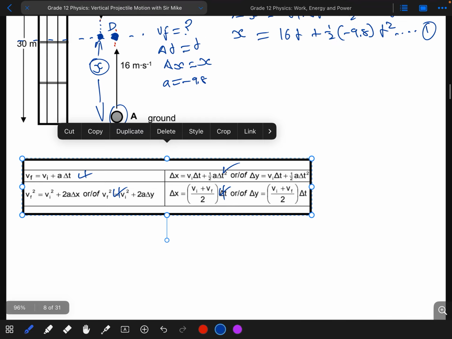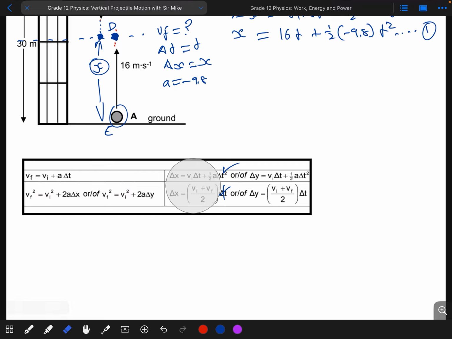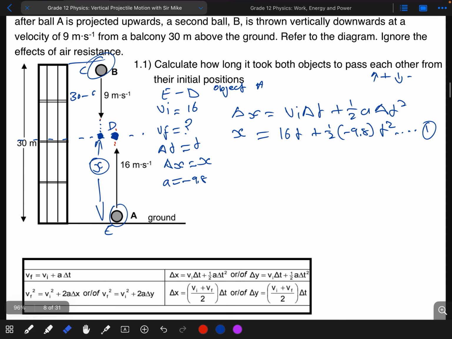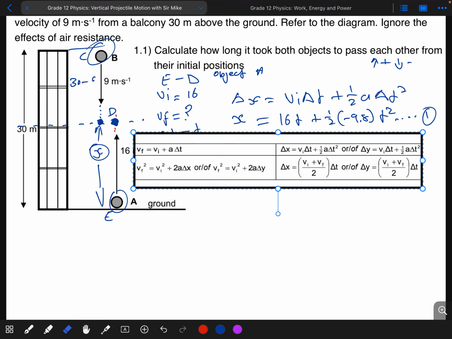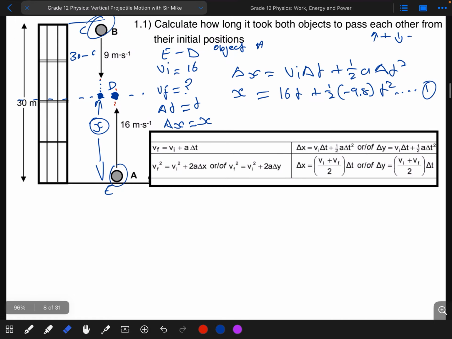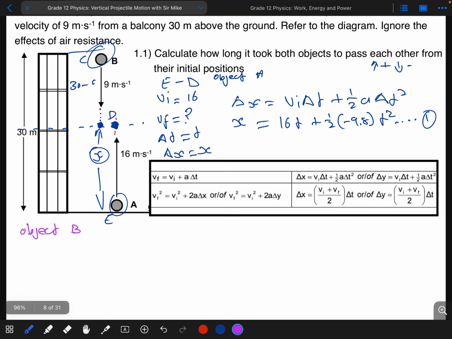Now I'm going to create another equation, but using the second object, which is object B. Remember that what I'm trying to find out is how long it took both objects to pass each other, from their initial positions, from where they started.